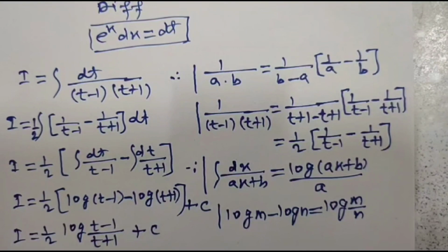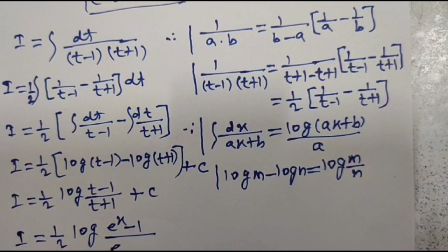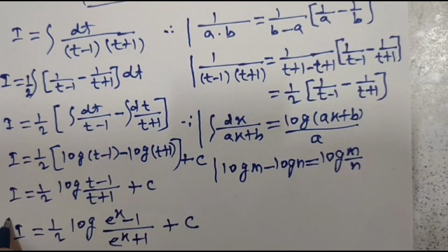Now replace t by e to the power x. Hence I is equal to 1 upon 2 logarithm of (e to the power x minus 1) divided by (e to the power x plus 1) plus integral constant c, and this is the value of the given integral.